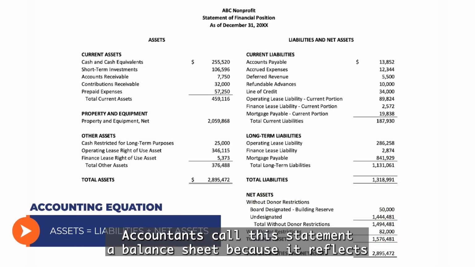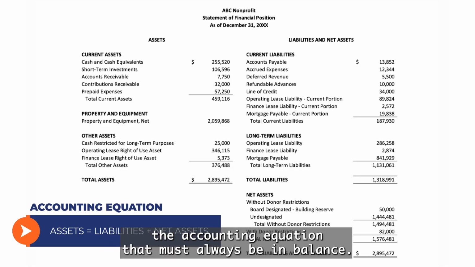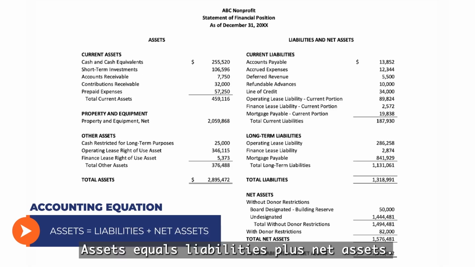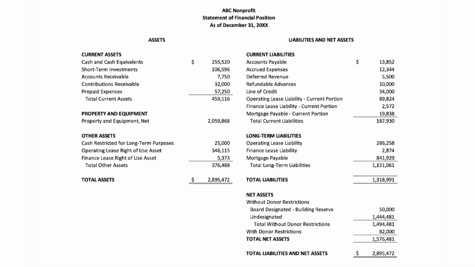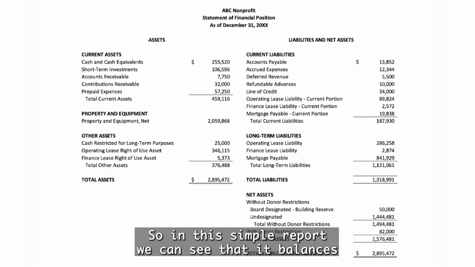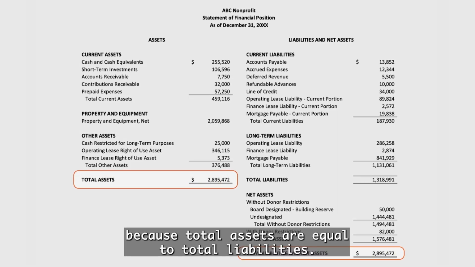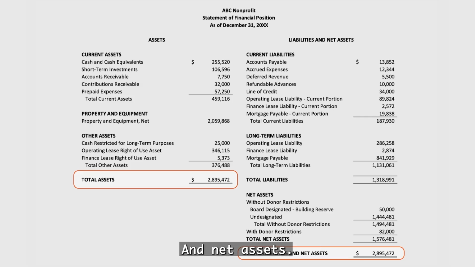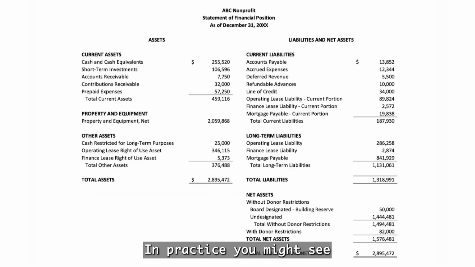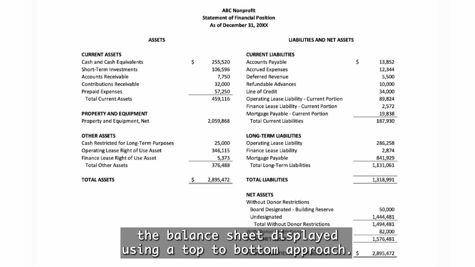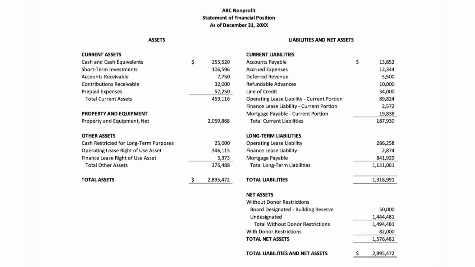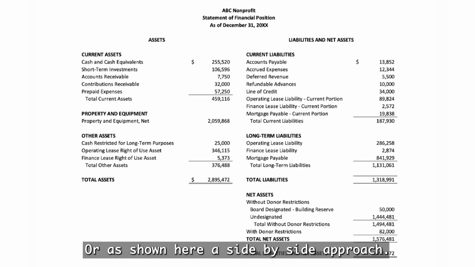Accountants call this statement a balance sheet because it reflects the accounting equation that must always be in balance. Assets equals liabilities plus net assets. So, in this sample report, we can see that it balances because total assets are equal to total liabilities and net assets. In practice, you might see the balance sheet displayed using a top-to-bottom approach, or as shown here, a side-by-side approach. Either way is perfectly fine.